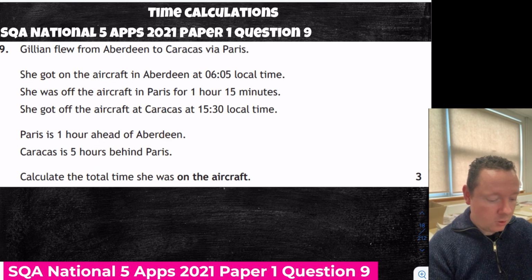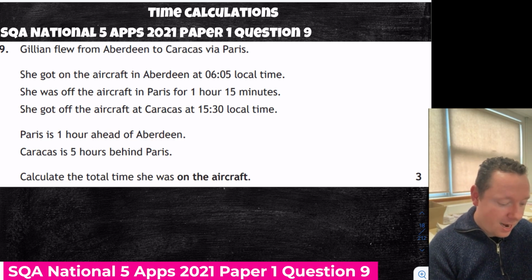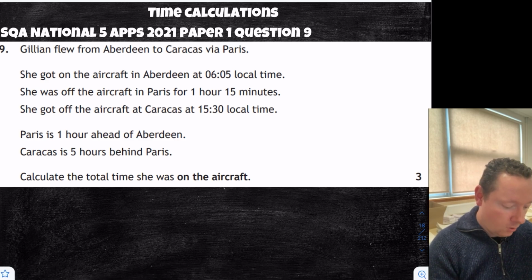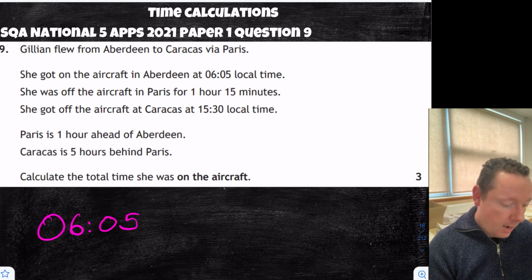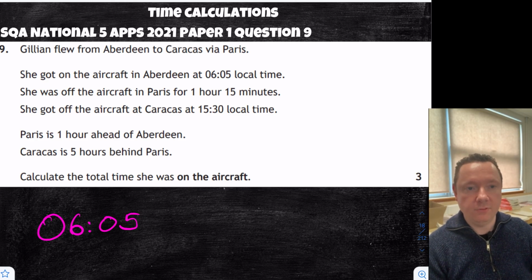SQA National 5 Apps 2021 Paper 1 Question 9, calculations with time. Gillian flew from Aberdeen to Caracas via Paris. She got on the aircraft at 06:05. Well, let's take a note of that one then. And she was off the aircraft in Paris 1 hour 15 minutes. She got off the aircraft in Caracas at 15:30. Paris is 1 hour ahead. Caracas is 5 hours behind Paris. Calculate the total time she was on the aircraft.